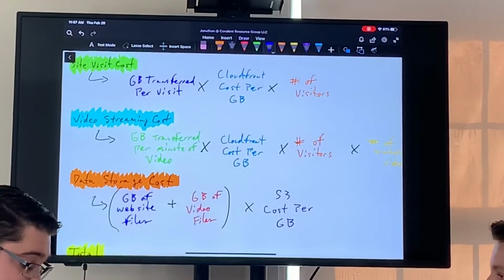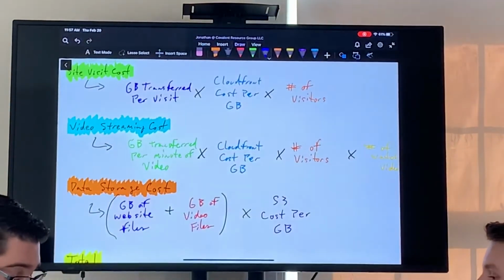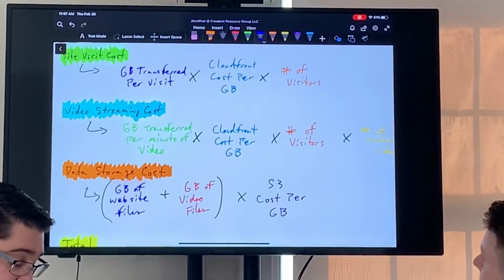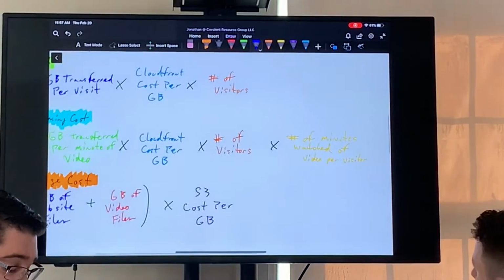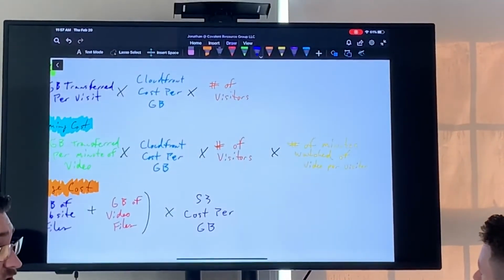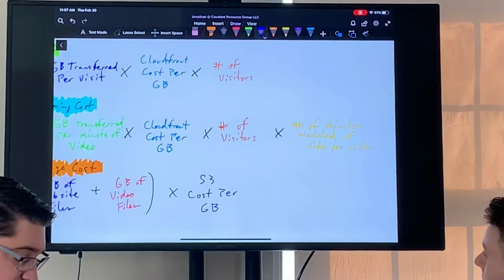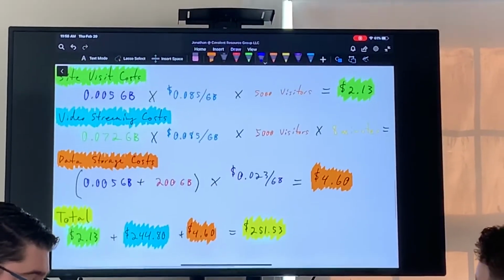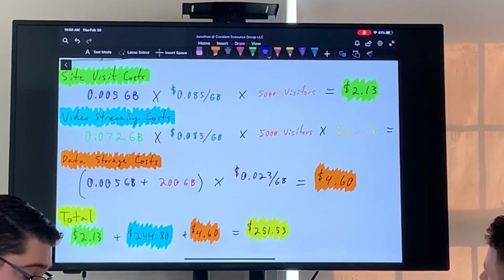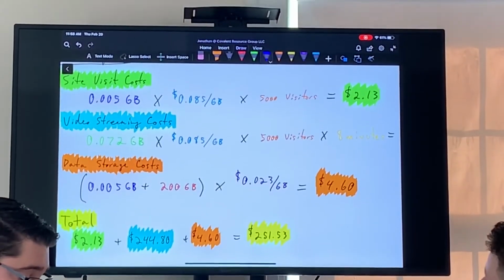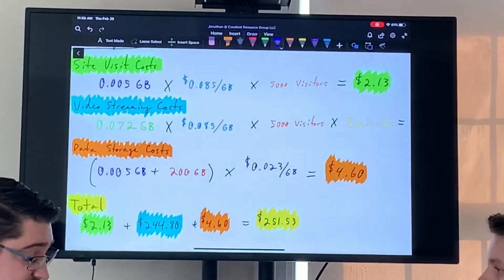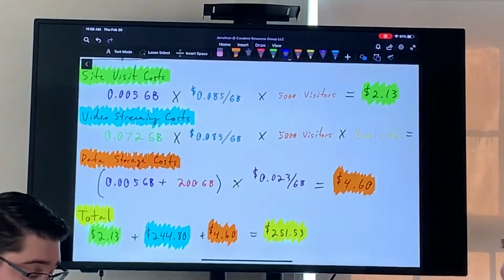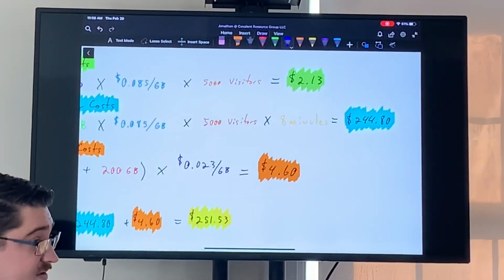Again, the same rate, the CloudFront cost per gigabyte that AWS charges, and then again, the same as before, number of visitors. Then we multiply that by the number of minutes we think each person's going to watch each month. So if we plug your real numbers into that, we've got 72 megabytes per video times the 8.5 cents per gigabyte that AWS charges for CloudFront. Yep. 5,000 visitors, and then 8 minutes per video, and that is $244.80.